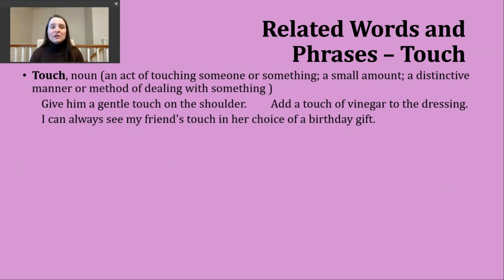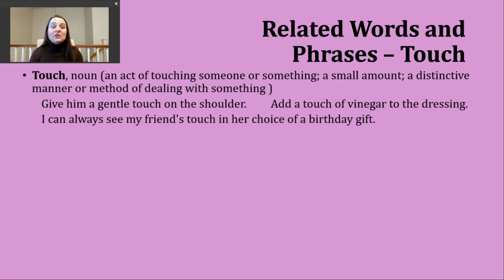So one way you'll hear it used is just to refer to that act of touching someone or something. So making contact, having one body part touch some other part of a person or another thing. An example of this, give him a gentle touch on the shoulder. Right? So here, maybe we're looking for a very, very soft kind of contact, not something violent where we take both hands and shake a person.